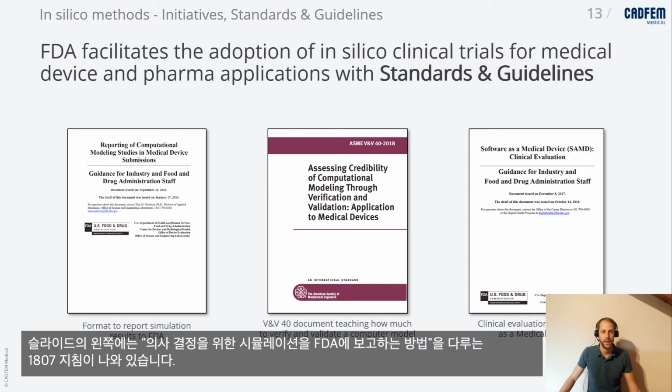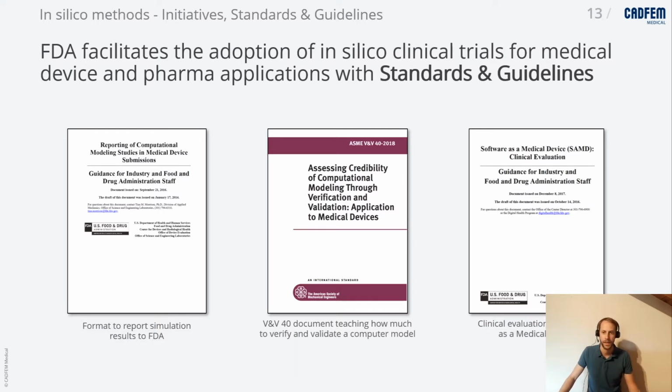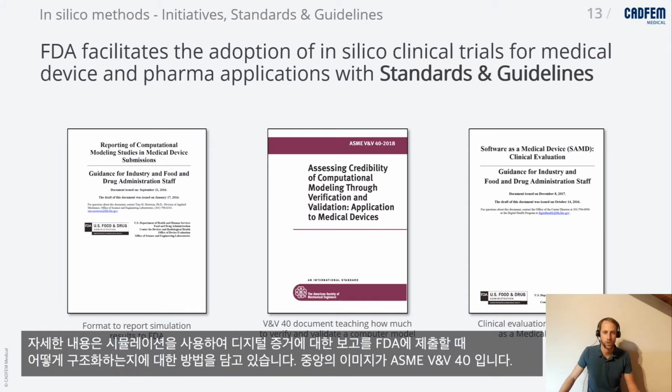So on the left side, you see the 1807 guidance, which deals with how to report simulation for decision-making to the FDA. In detail, this means how to structure the reporting for digital evidence using simulation when you submit these to the FDA administration. In the middle, you can see the ASME V&V 40.